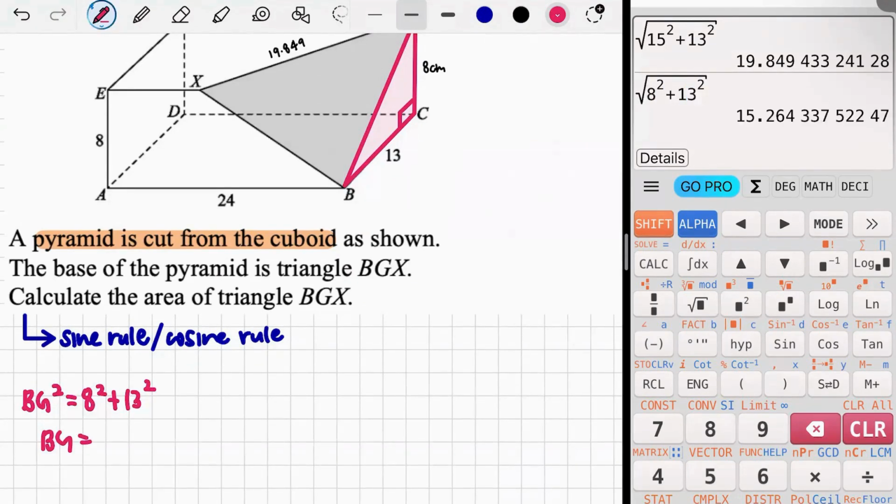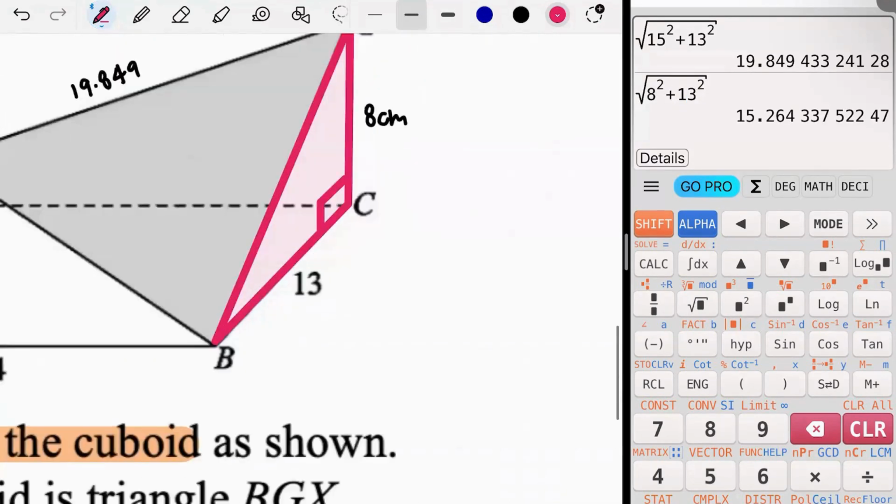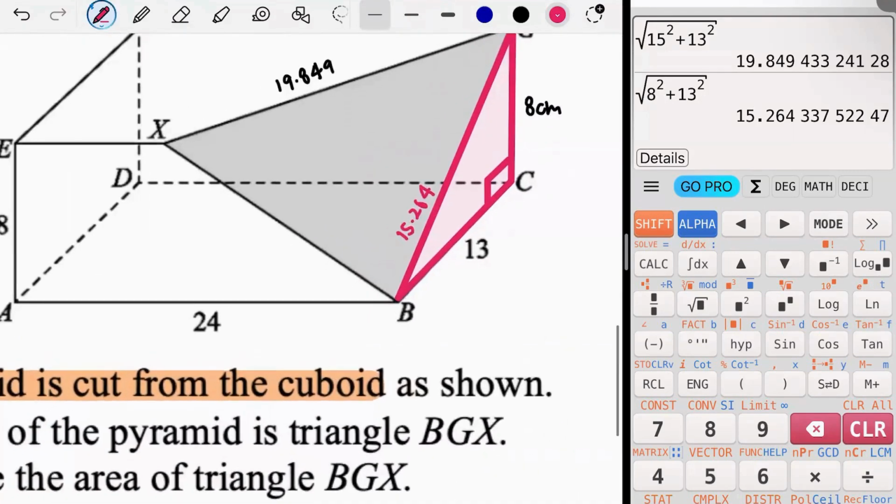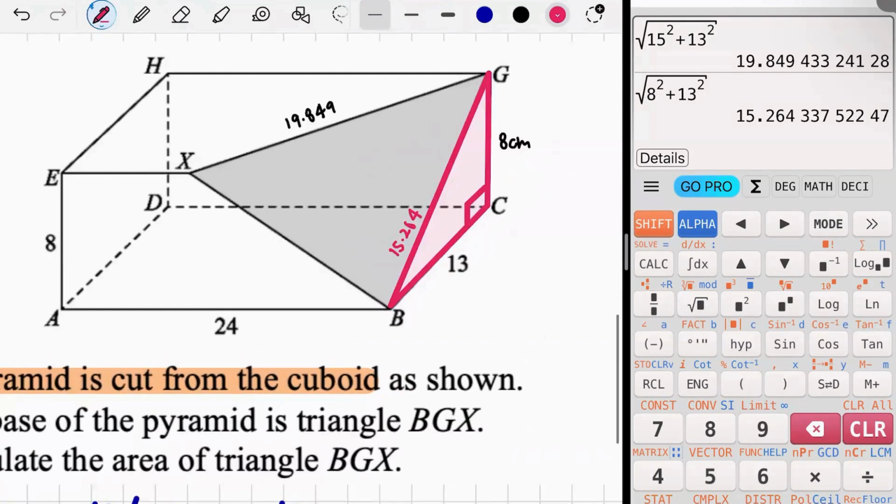You all write out the steps, okay? This is 15.264. So this one here, I'm going to just label 15.264, like that. Then after that, what I have here is that we need to find another length.